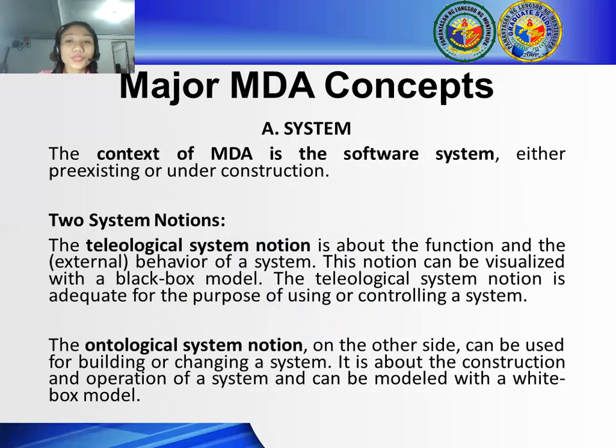This notion can be visualized with a black box model. The teleological system notion is adequate for the purpose of using or controlling a system. The ontological system notion, on the other side, can be used for building or changing a system. It is about the construction and operation of a system and can be modeled with a white box model. Both the teleological and ontological system notions are relevant for designing a system. In other words, both the functional and constructional perspective of a system are relevant. In software, the terms functional design and technical design are often used to refer to these perspectives.